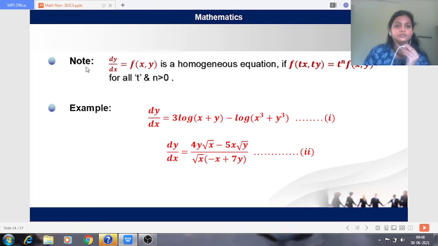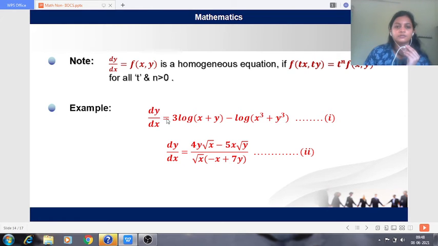Now let's see the note. dy/dx is equal to f of x, y is a homogeneous equation if f of tx, ty is equal to t to the power n f of x, y for all t and for all n greater than 0. Here n is always greater than 0. Now come to the example. Here we take these two equations. dy/dx is equal to 3 log (x plus y) minus log of (x cube plus y cube).